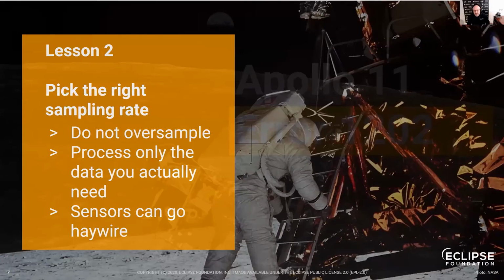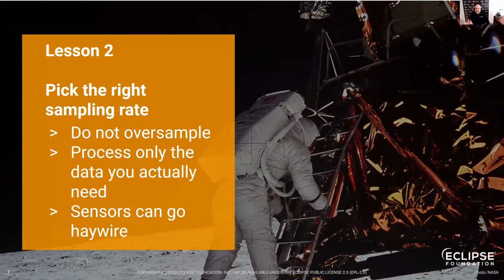Well, essentially, I think the lesson lies in the fact that you should pick the correct sampling rate for your use case. Okay, so in this case, the sampling rate was excessive because of a defective piece of equipment, but please don't oversample. And if you're stuck with sensors that return too much data by design, then process only the data that you actually need.